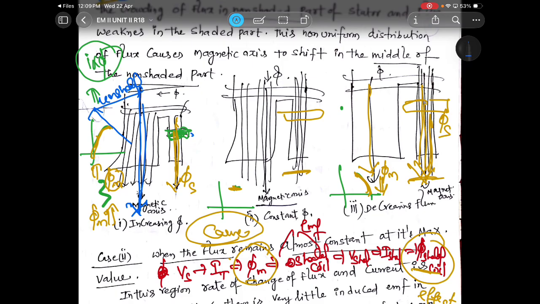This magnetic axis is located in which area? It's in the unshaded portion. Why? Because more amount of flux is there at the unshaded portion. So the maximum magnetic axis will also be located in the unshaded portion only. Okay or not?